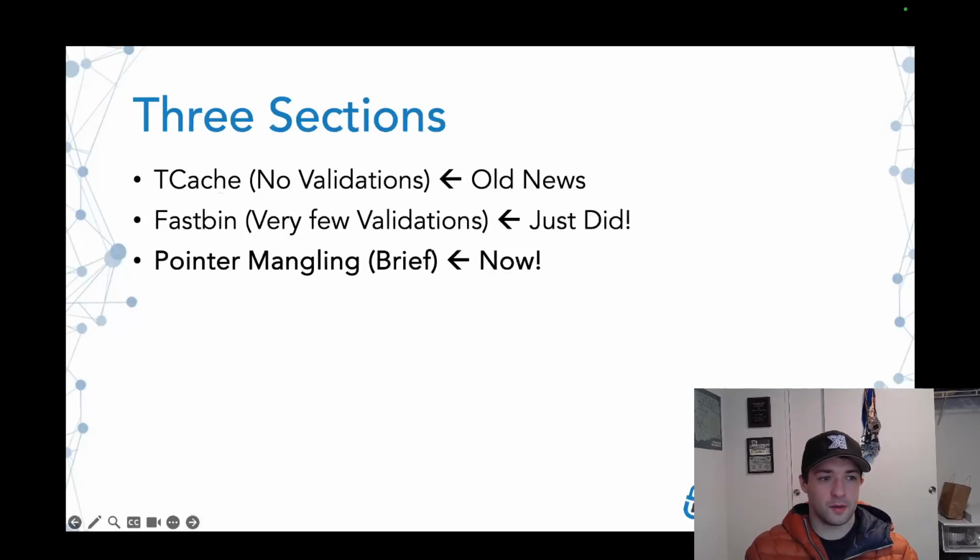So now we've talked about using this in the T-cache and using it with fastbin. Now we're going to talk about how the FD poison technique works on modern versions of libc. In particular, we're going to talk about pointer mangling.